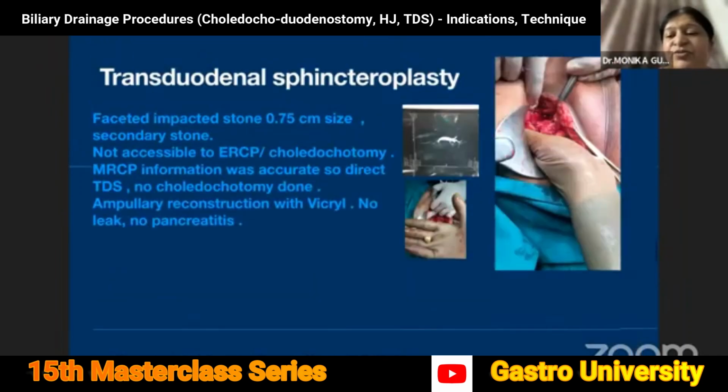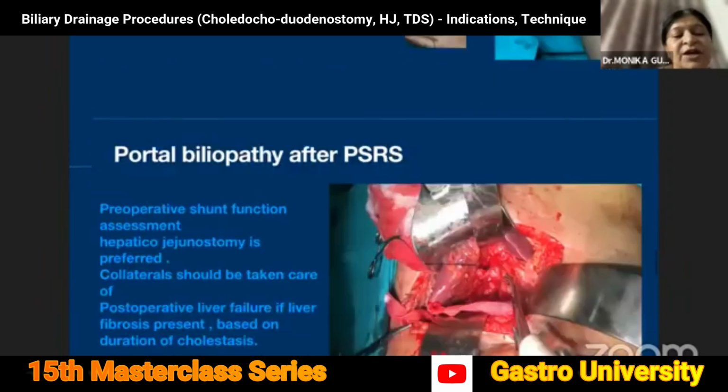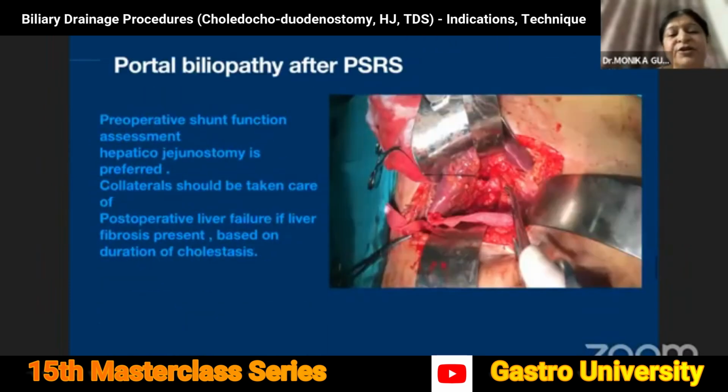I'll try to run two small videos at the end if the system allows. This case is portal biliopathy after shunt. PSRS was done, although we get fewer of them in private practice, but post PSRS, this patient came back to us with portal biliopathy, and we worked it up, and it was not amenable to stenting. Repeated stenting was done, but recurrent jaundice was there.